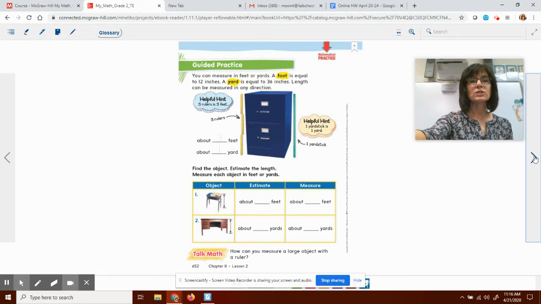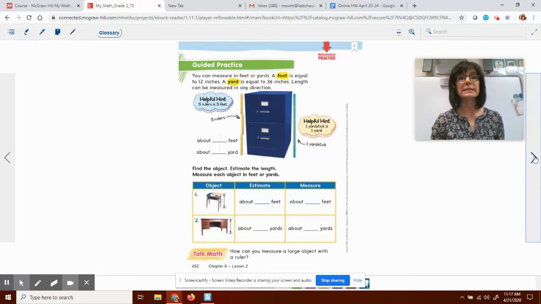On the next page, it's a guided practice. You can measure in feet or yards. A foot is equal to 12 inches. A yard is equal to 36 inches. Length, how long something is, can be measured in any direction. Generally, the longer measurement is considered the length.